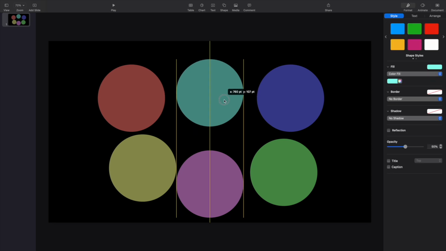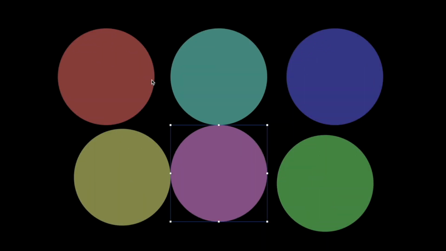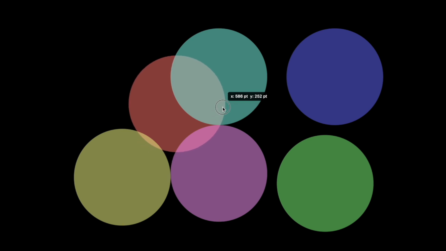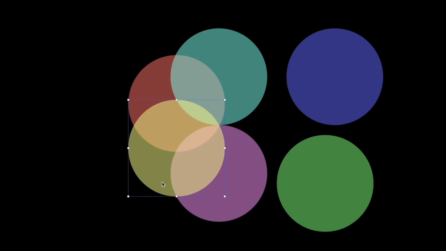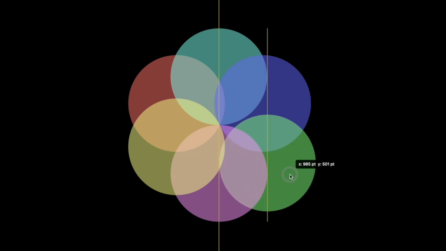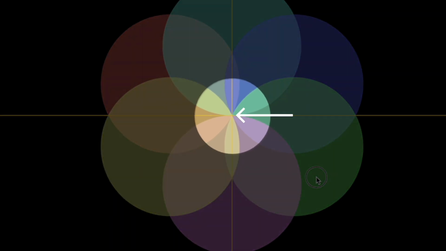Now it's time to set the circle positions. Grab the top circle and move it until the bottom side touches the center of the slide. Do the same thing to the other circles. You can also move multiple circles by holding Shift to make a selection. Make sure every circle's outline meets in the center like this.